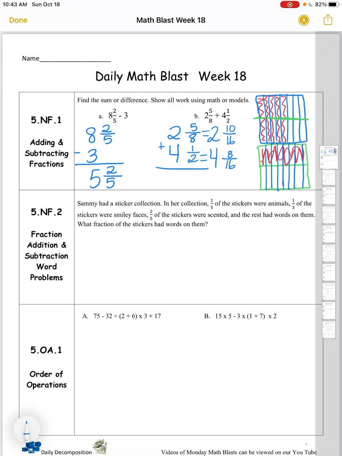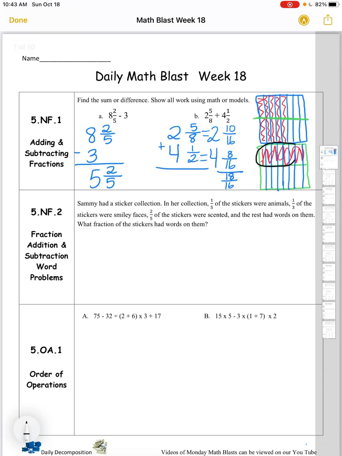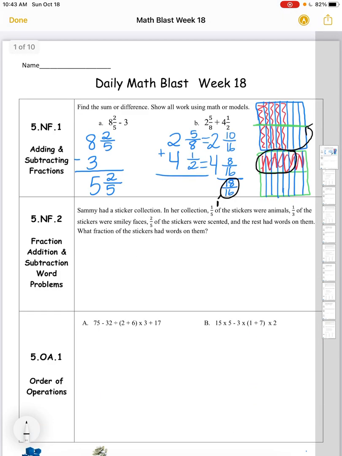And now adding the like units, the 16ths, 10/16 plus 8/16 gives me 18/16. Now if I were to take, let's say 6 of these 16ths and put them up here into this model, that whole model would be filled. And so I would have a whole, one whole, and I would be left with 2/16 right here. So 1 whole and 2/16.